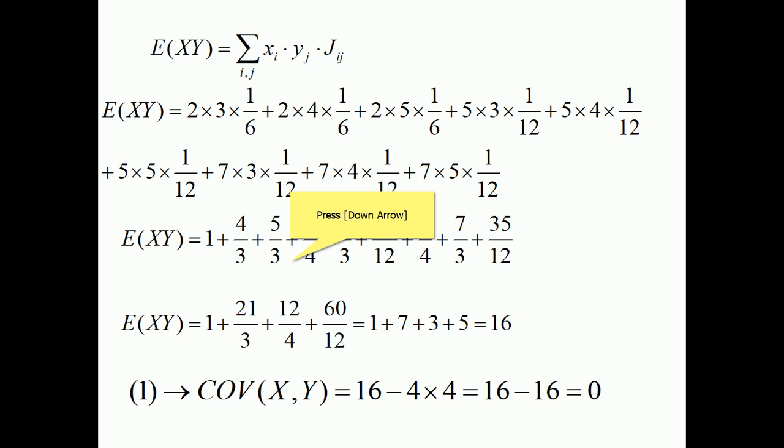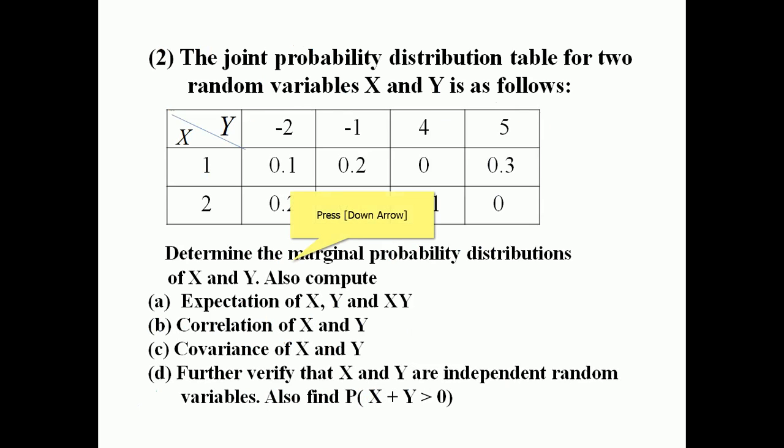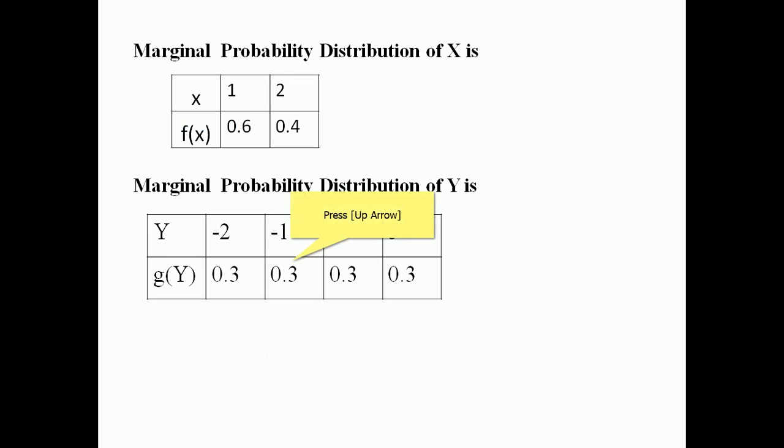Substitute E of x, E of y, E of xy values into equation 1. Hence, covariance of x, y is equal to E of xy, 16, minus E of x, 4, into E of y, which is also 4. 4 fours are 16. 16 minus 16 is equal to 0. Covariance is equal to 0. What it indicates is that x and y are independent random variables.